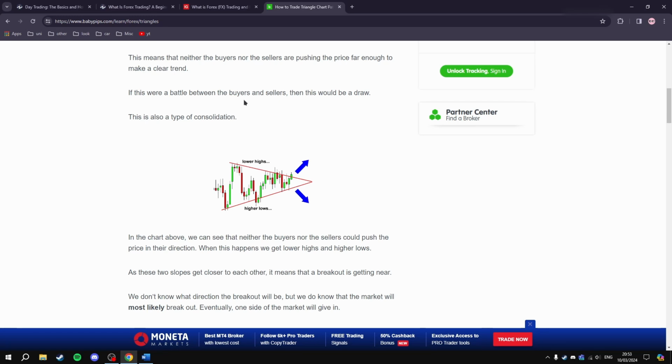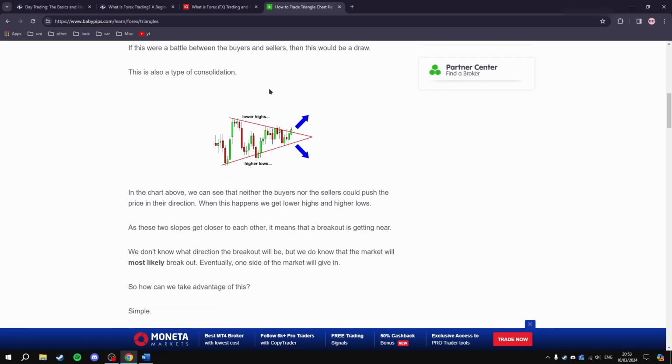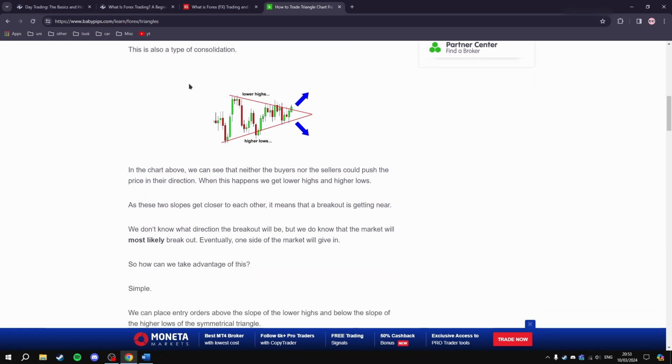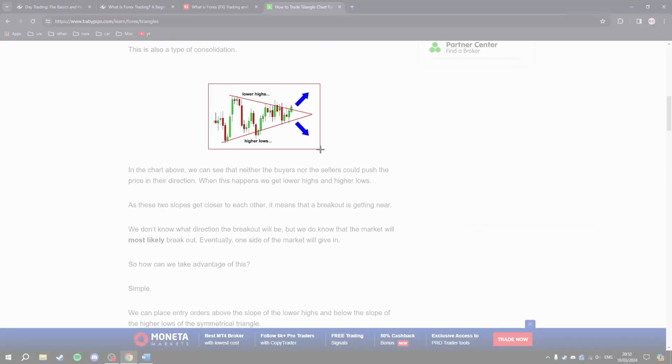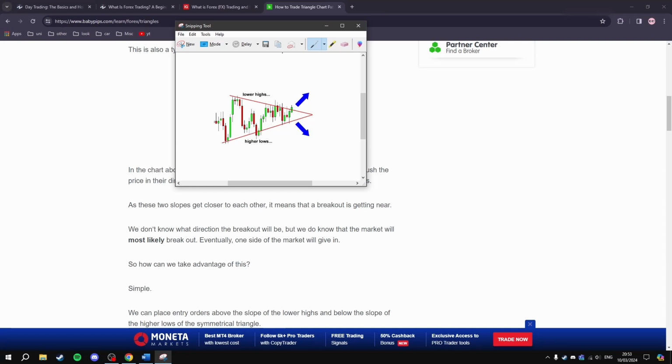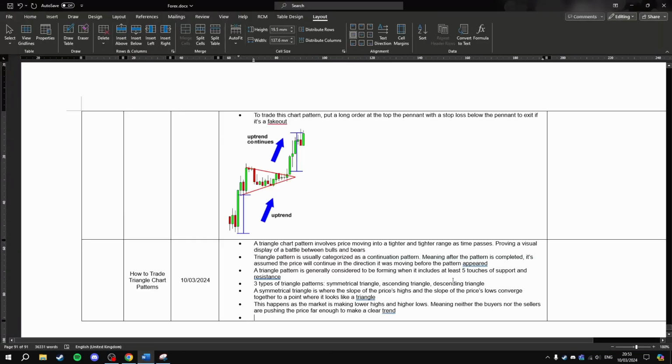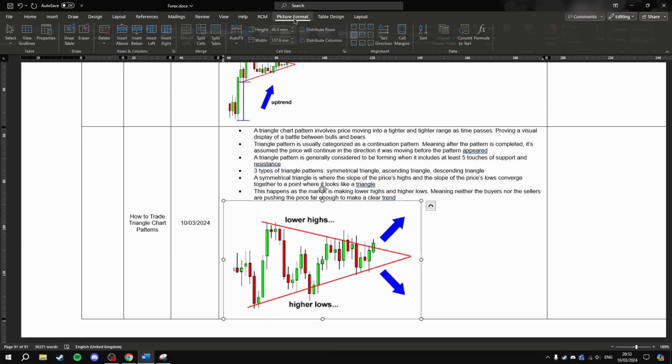If this were a battle between the buyers and sellers, then this would be a draw. This is also a type of consolidation. So consolidation meaning indecision, I'm assuming, because there's no clear trend.